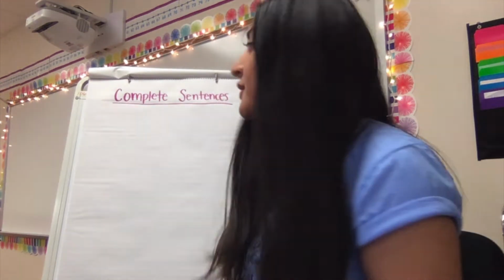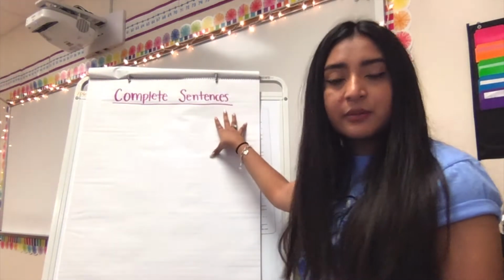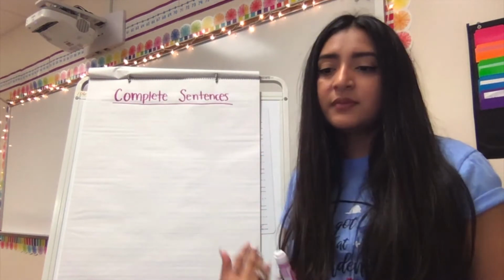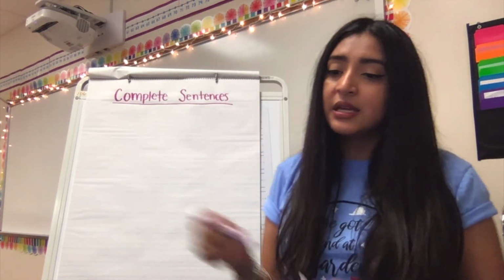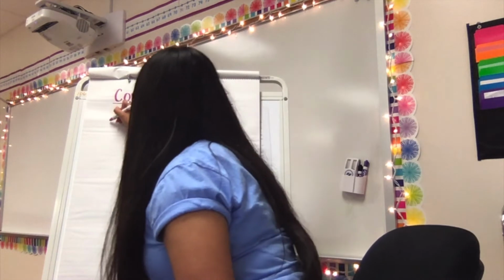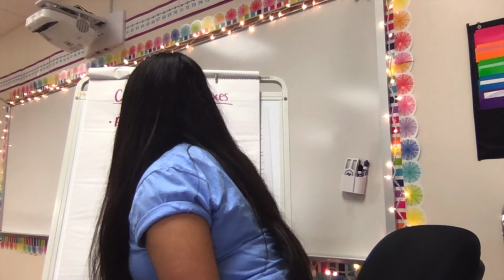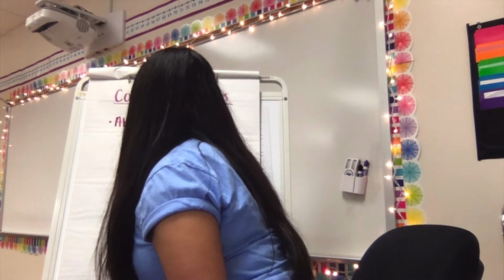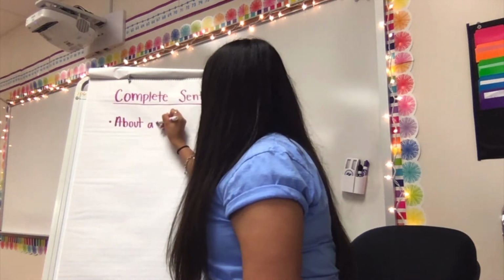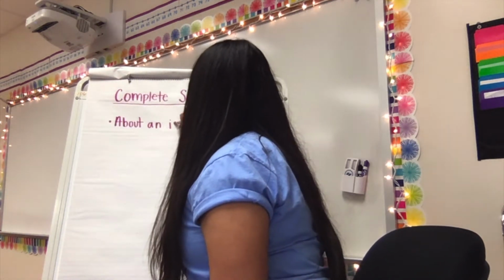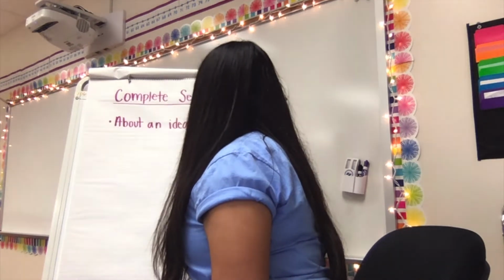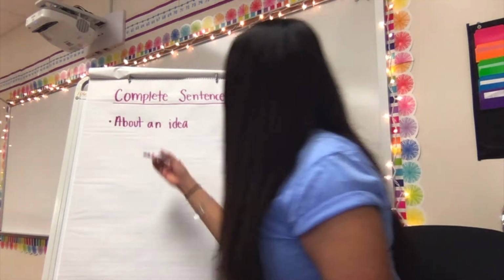So let's look at what we've learned so far. We're talking about complete sentences. A complete sentence is about an idea. So let's write that down. It's about an idea. We know that a complete sentence is a group of words.